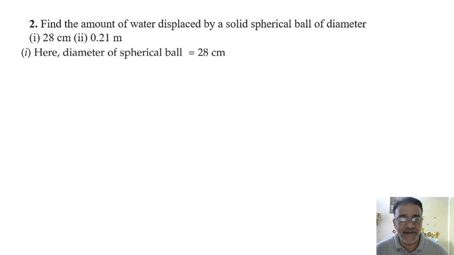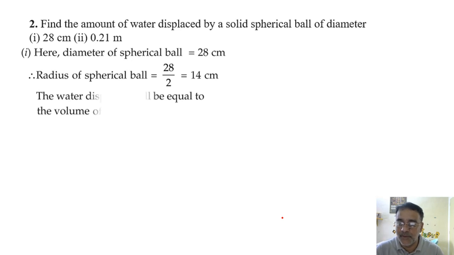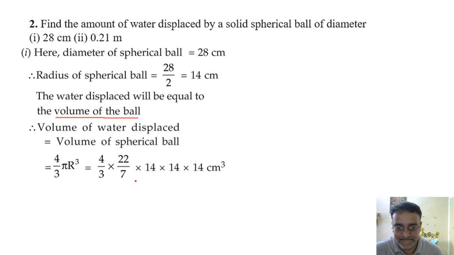So we'll start with the first one. Diameter is given 28 centimeters. So what will be the radius? 14. Very good. Now the water displaced will be equal to the volume of the ball. This is clear? Yes, sir. Okay. And the volume of the ball: the ball is in the shape of a sphere. So what is the volume of the ball? 4 by 3 pi r cube. Very good. 4 upon 3 pi r cube. Now we'll substitute the values of pi and r.